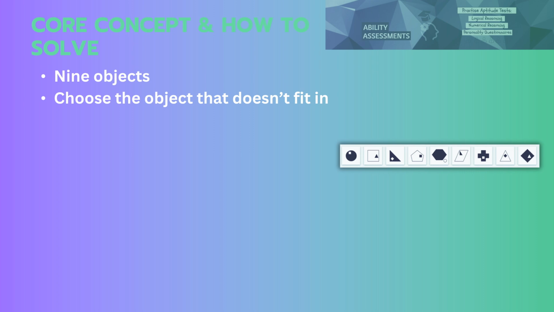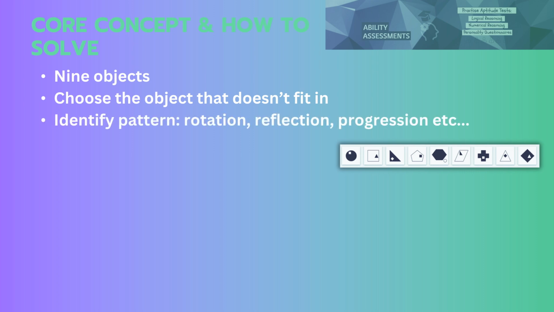The way to determine which object does not fit the rule is to first determine the common pattern or rule between the objects. The patterns are usually one of or a combination of the following: rotation, alternation, translation, reflection, replacement, progression, repetition, position, combination, and so on.